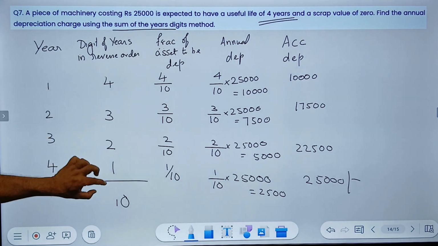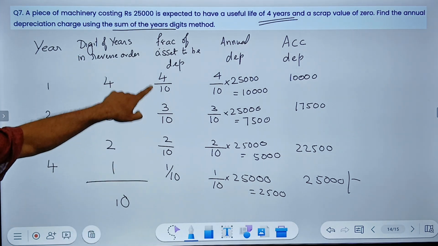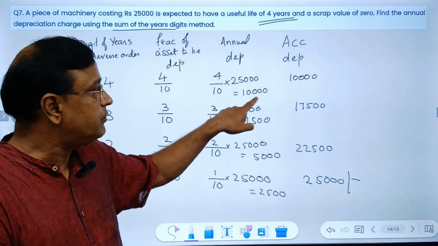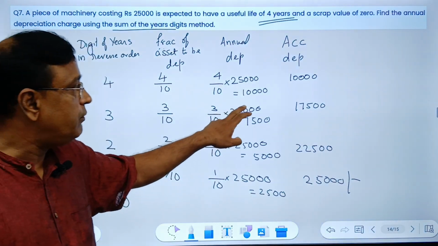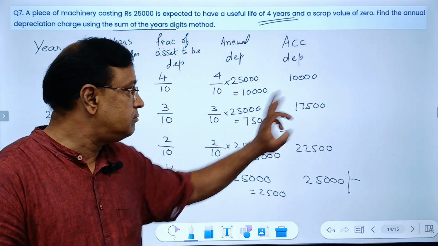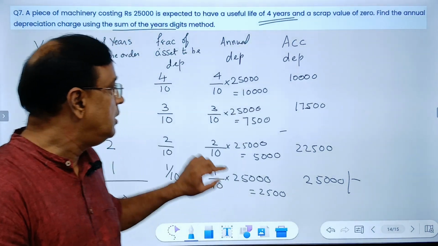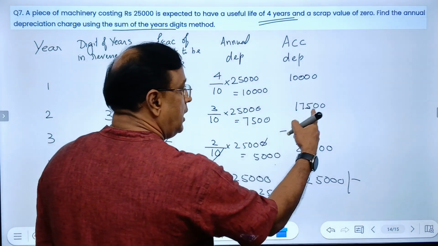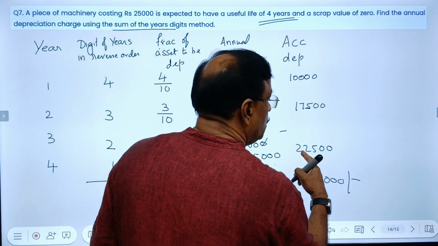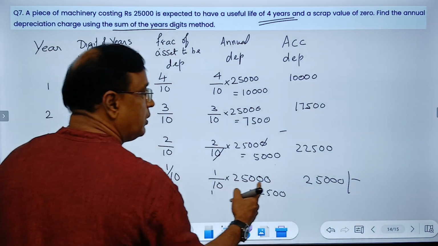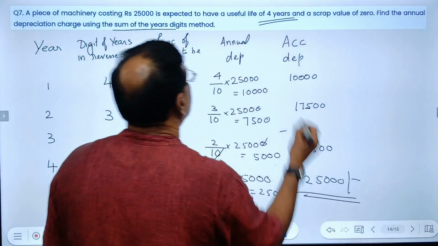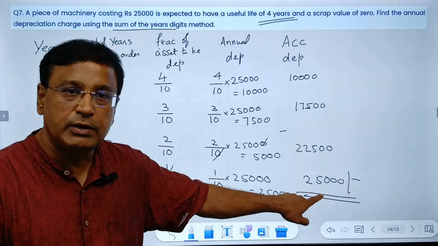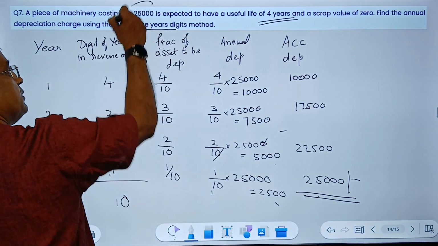First you write the years in the reverse order, take the total and take fraction. After taking fraction, it is 4 by 10 of 25,000. 4 by 10 of 25,000 is 10,000. 3 by 10 of 25,000 is 7,500. So you add these two. And 2 by 10 of 25,000 is 5,000. Right? Add 5,000 to this, you get 22,500. And 1 by 10 of 25,000 will be 2,500. So finally you got the original book value. For first year, it is 25,000. It has to be 25,000 because that is what is given to you.